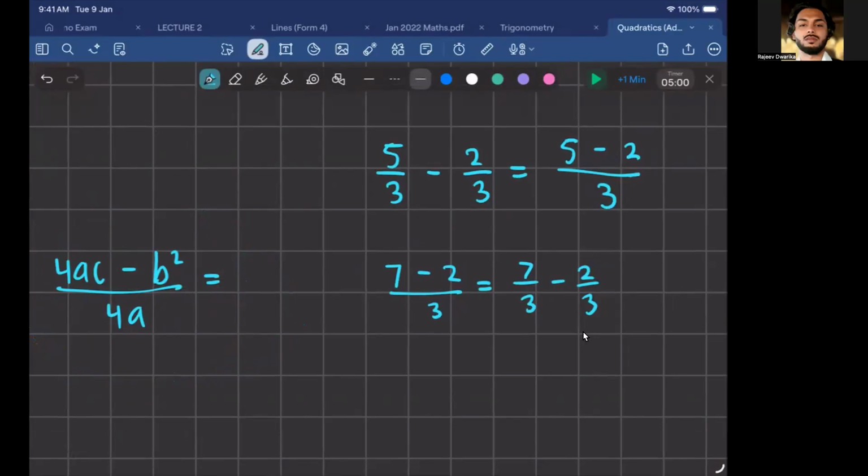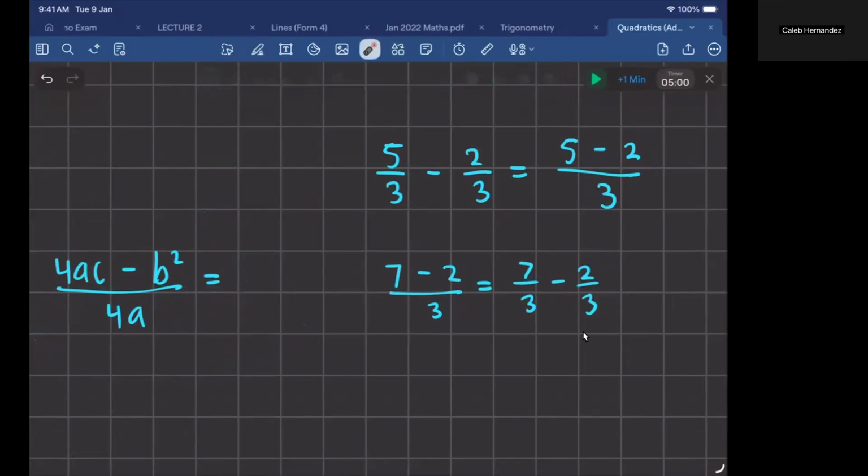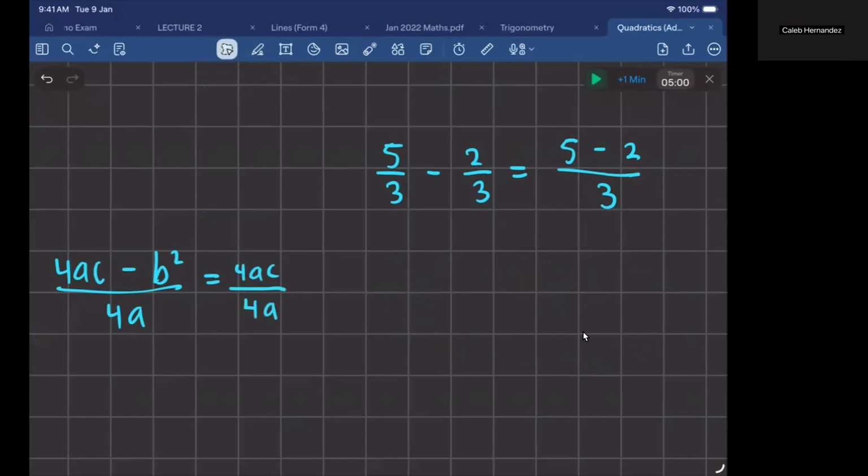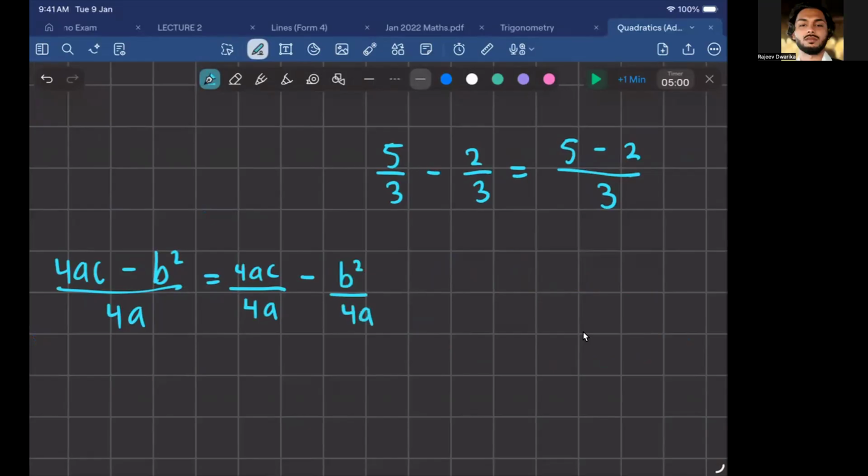Now I know it has some letters, looking a little intimidating. Same procedure, right? Watch. We have 7 as one term, so we write 7 over 3. 4AC is one term, so I'm going to write 4AC over what? Over 4. Right? What next? Take away b squared over 4. Great.